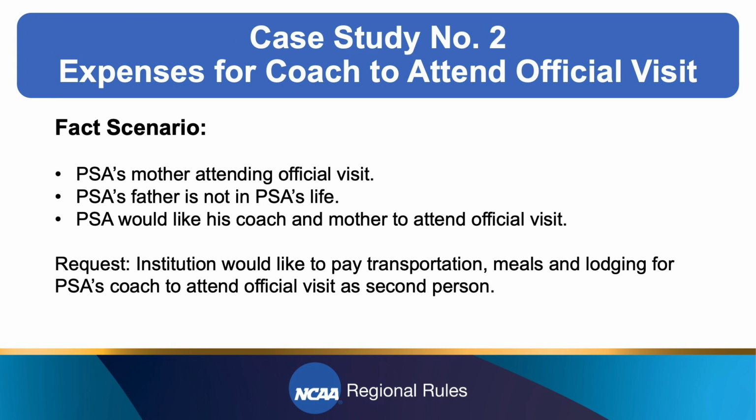Another type of waiver in this space we see frequently is the coach and parent wanting to attend the official visit. In this fact scenario, the PSA's mother is attending the official visit. The PSA's father is not in his life, and the PSA would like his coach and mother to both attend the official visit. In this case, the institution would like to pay the transportation costs, meals, and lodging for the PSA's coach to attend the official visit as the second person. Our legislation would preclude this because he is a coach.